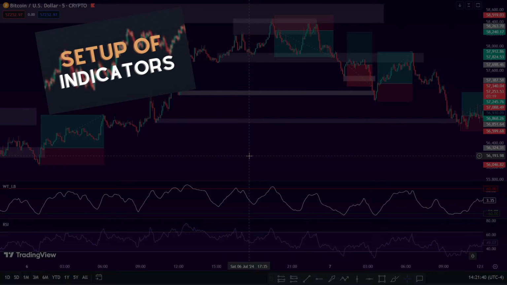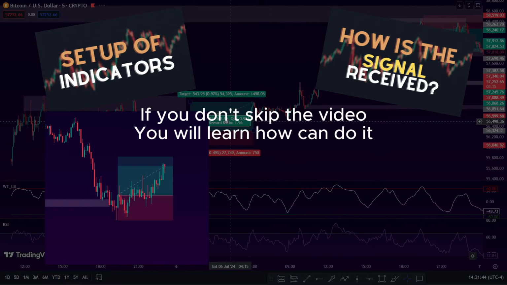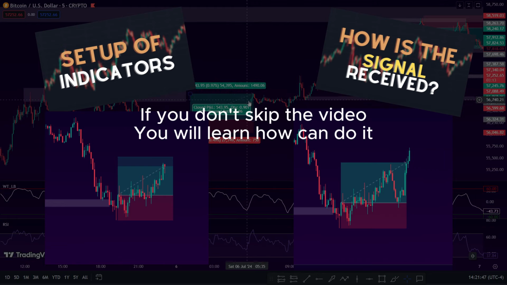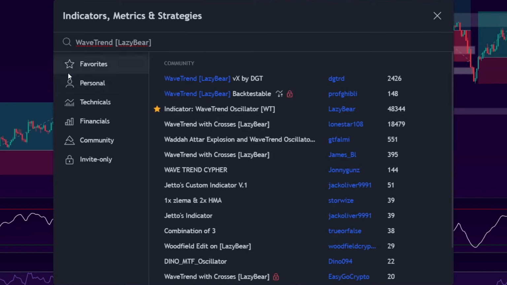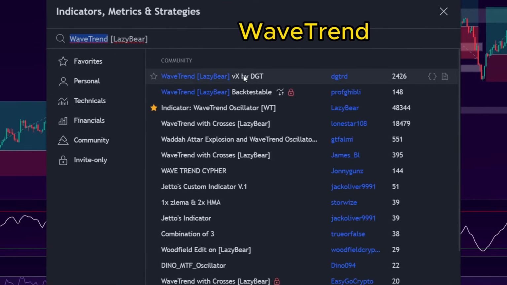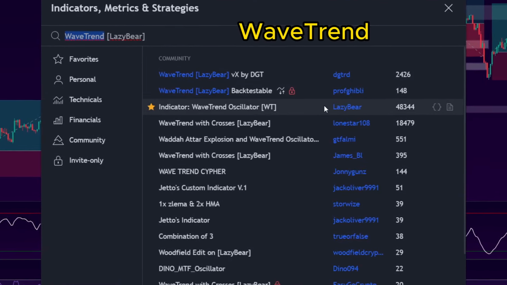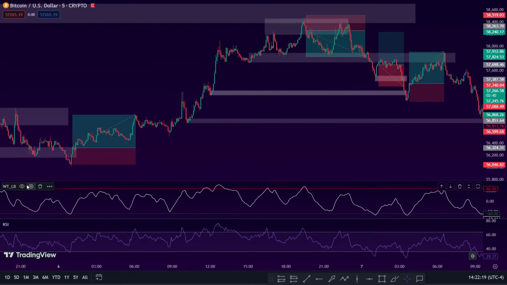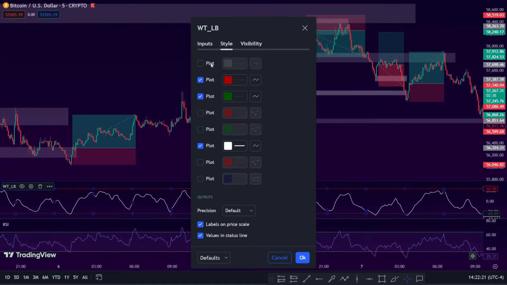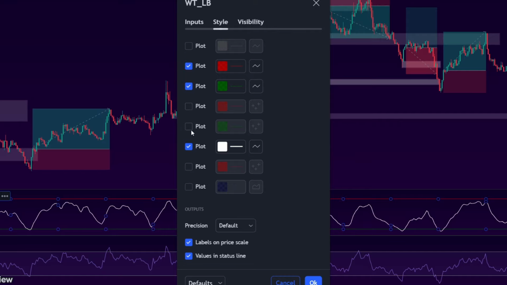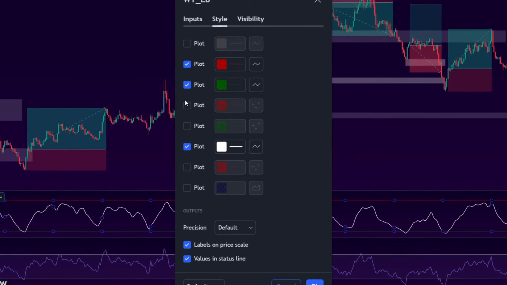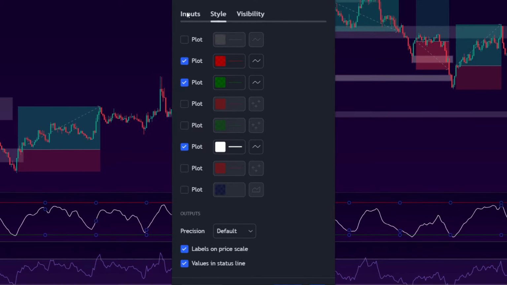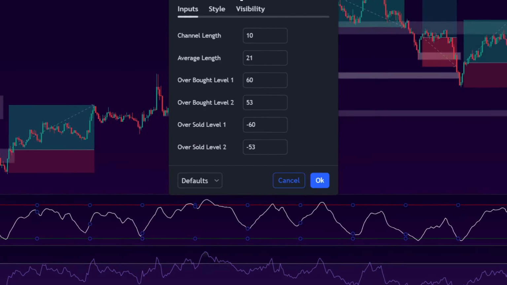Let's go. Which indicator do we use and how do we use this support and resistance strategy? To find the first indicator, we go to the indicators tab and write WaveTrend, the one written by LazyBear. After adding this indicator, we go to the settings. We close the first, fourth, fifth and these two ticks. We hide these ticks. Only these three checks remain, and the inputs remain the same.